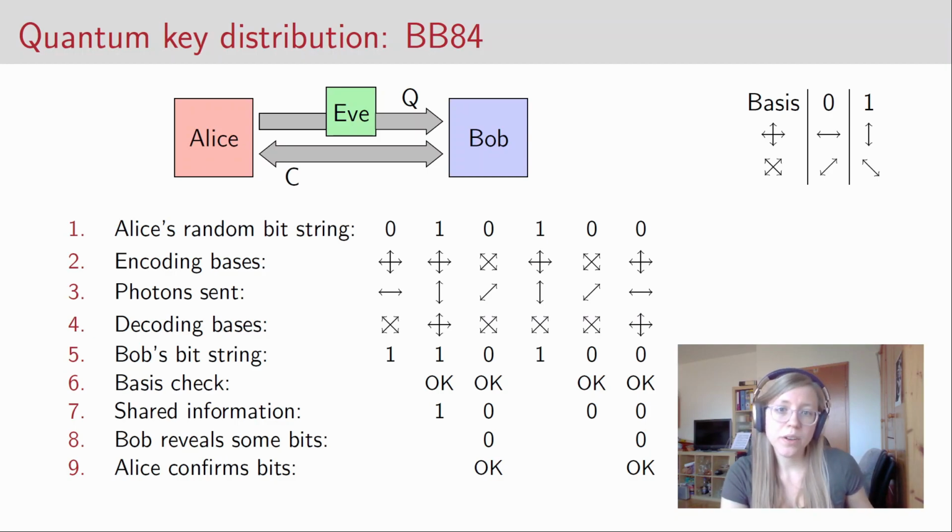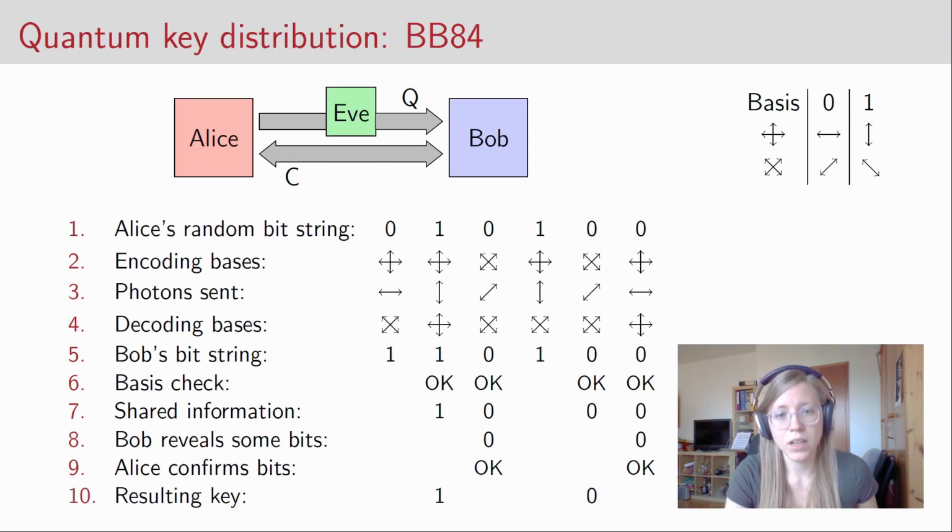And they can be sure that they both share the same random bit string. Of course, they have to discard the bits they have used for the checking because they have been revealed over the classical public channel. Hence, the key bits they end up with are a shorter amount than the one Alice started with. So the resulting key bits are now 1 and 0, and Alice and Bob can now be sure that they can use this as a secret key in any application.